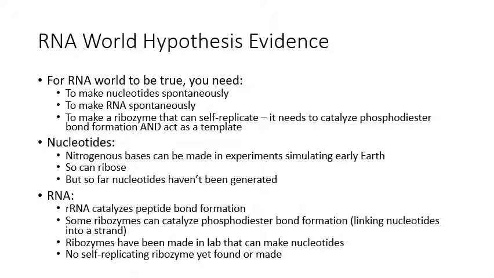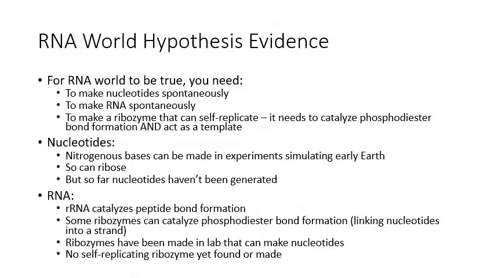So first off, if you're going to have an RNA world, you need certain things to be true. First, you need to be able to make nucleotides spontaneously from chemicals that exist in the early oceans, or maybe in the early atmosphere. Then you need those nucleotides to be able to spontaneously arrange themselves into RNA. So you need phosphodiester bonds to form between them without an enzyme or a ribozyme to make that happen faster. You need it to happen just spontaneously.